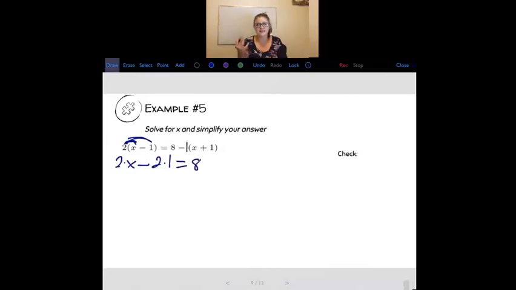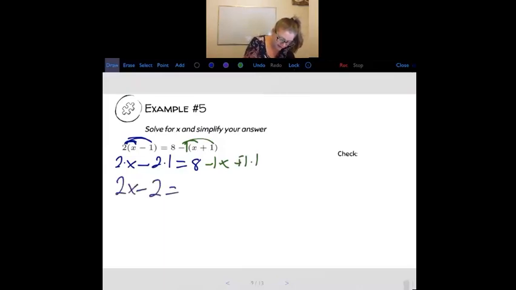So think of it as like a negative 1 being multiplied. So we're going to do negative 1 times x, negative 1 times 1. Okay, or you can think of this as plus a negative if you want. Now I'm going to simplify everything. So I have 2x minus 2 equals 8 minus x minus 1. On the right, I'm going to combine my like terms. So I'm combining 8 and negative 1 to get 7 minus x.